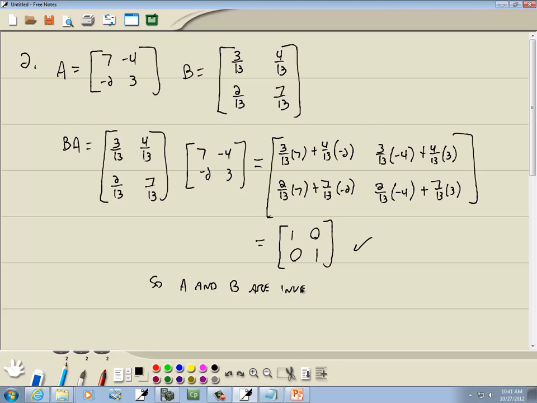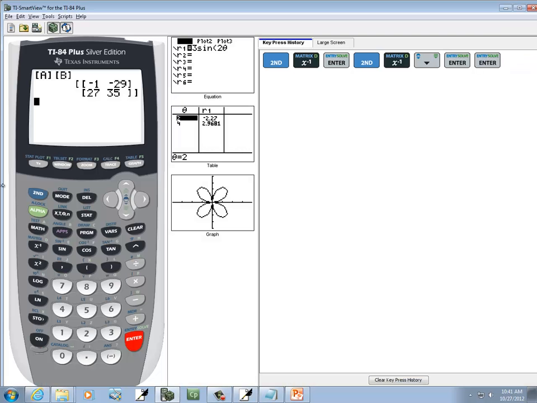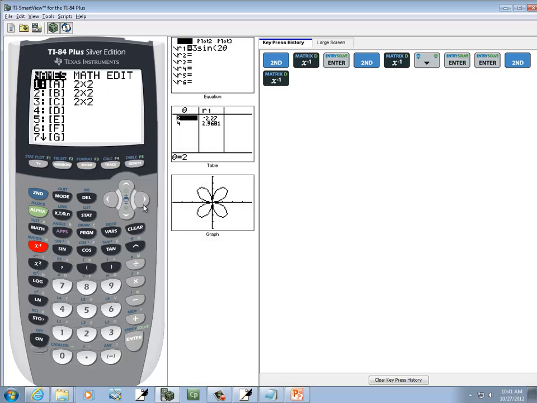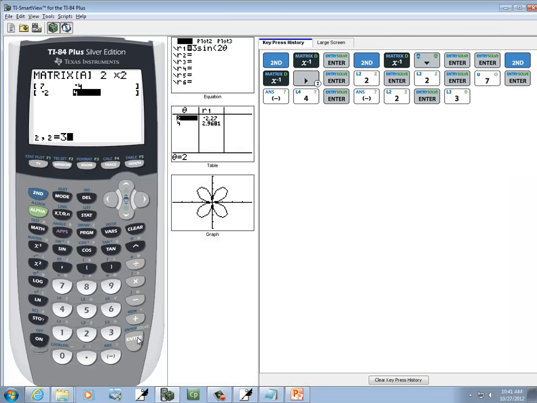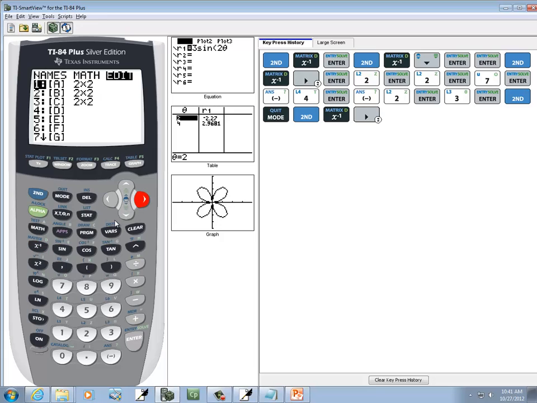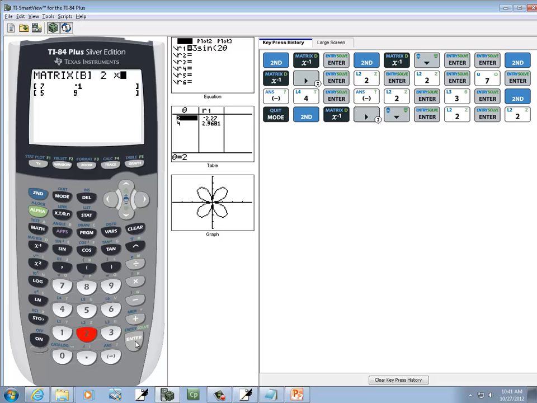Multiplicative inverses. Well, let's check this on the calculator. Go to my matrix menu, go over to edit, enter on A. It's a 2 by 2, so 2 enter, 2 enter. And we got 7 enter, -4 enter, -2 enter, 3 enter. Exit out. Go back in my matrix menu, second exit -1. Go over to edit, down arrow to B, enter. And it's a 2 by 2, so 2 enter, 2 enter.